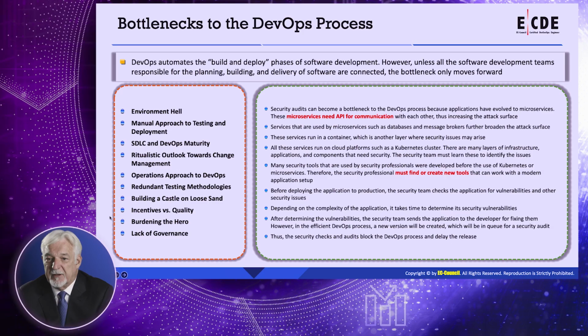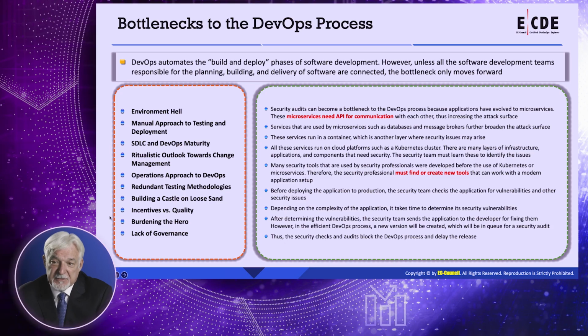These services run in a container, which is another layer where security issues may arise. Containers, we'll talk more about creating templates and what the container looks like. But basically, it's another layer of attack. One of the things that's really interesting as a security professional is how our attack surface is so broadened by this. On top of that, cloud instances run on cloud platforms such as Kubernetes clusters. There are a lot of layers of infrastructure, applications, and components that need consistent security applied to them.